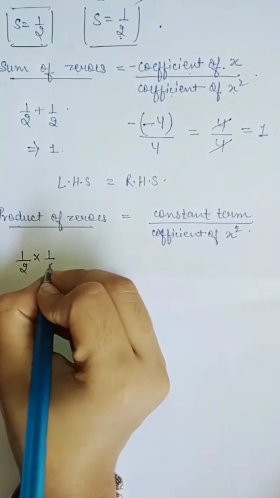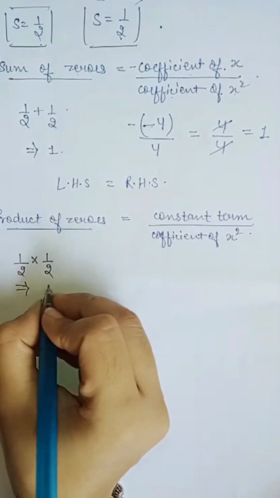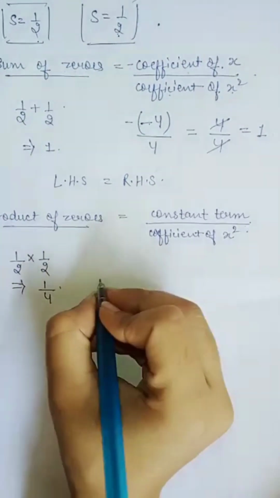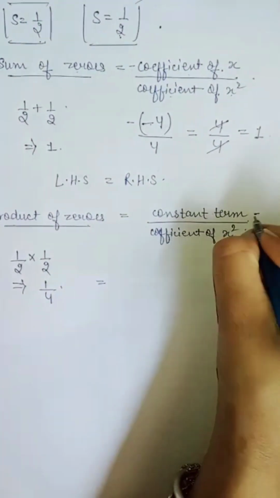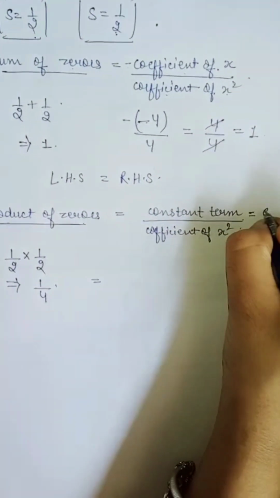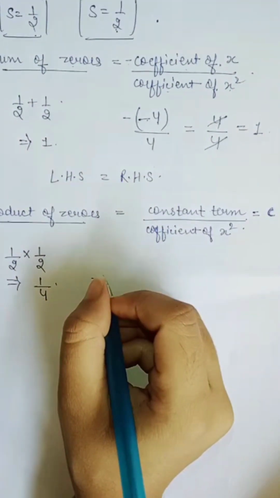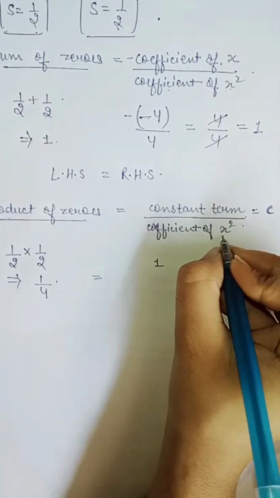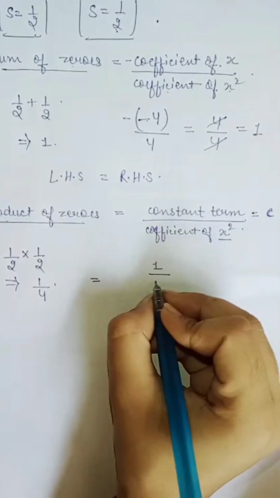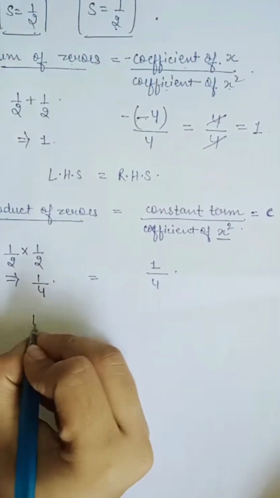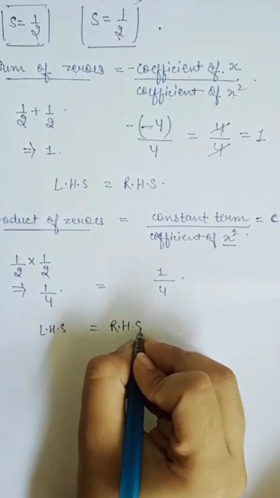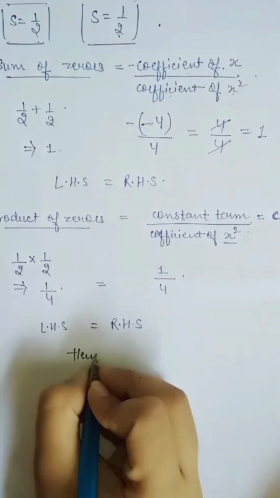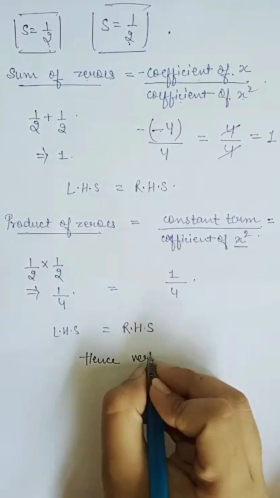So now we will do this product of zeros. 1 by 2 into 1 by 2. What will be the answer? 1 by 4. Now here the constant term in the polynomial can also be written as c. So what is the c in the polynomial? 1. And what is the coefficient of x square? 4. So as you can see here, LHS is equal to RHS. Hence, verified.